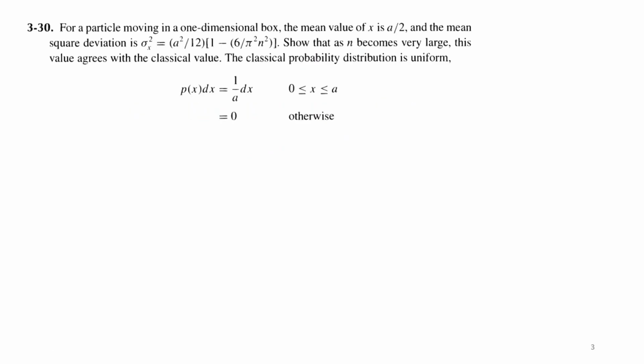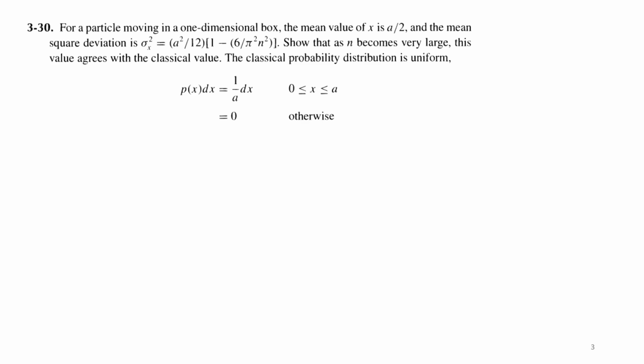So these questions are actually from McQuarrie and Simon's physical chemistry book. The first question is not a normal numerical problem. It is about measurement theory, the mean value and other things. For a particle moving in a one-dimensional box, the mean value of x is a by 2, and the mean square deviation sigma x square is given by some expression which is written here.